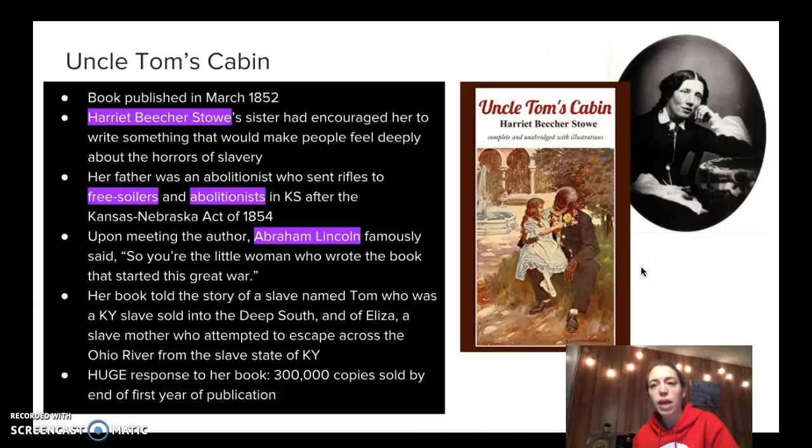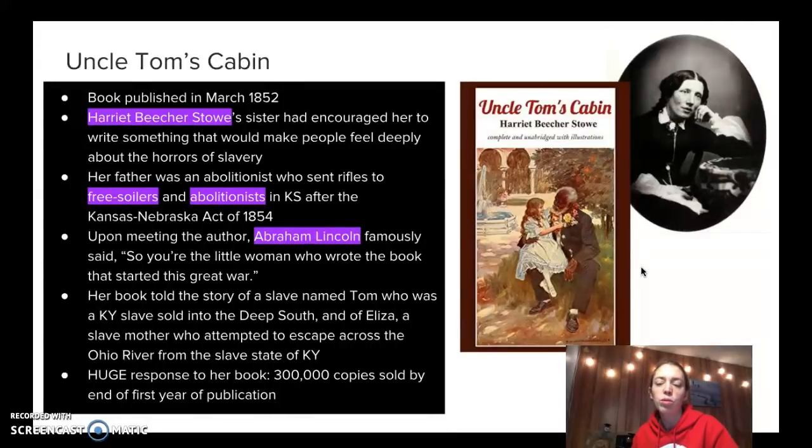So then we have Uncle Tom's Cabin. Uncle Tom's Cabin was a book that was written by Harriet Beecher Stowe. We've heard about her before. It was published in March of 1852. And basically, her sister encouraged her to write a story that would make people really feel deeply about how terrible slavery was. And it worked.